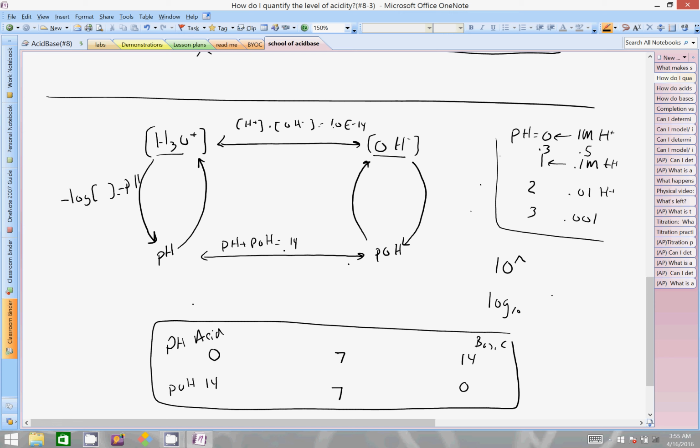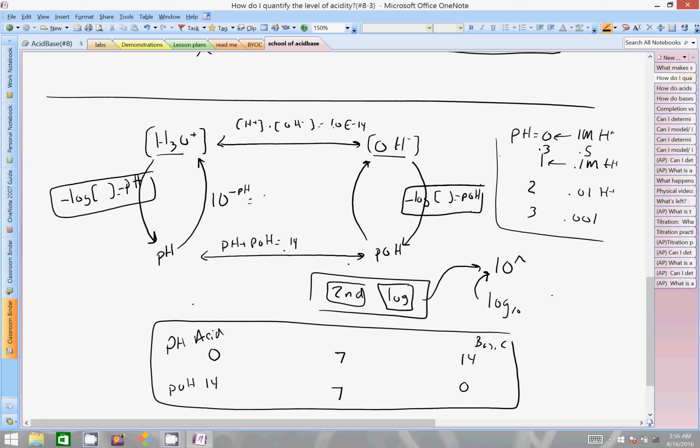Okay, and then to reverse this thing, of course, like I mentioned, it's an exponential system. If you hit your second button on your calculator and hit the log button, your calculator will automatically pop up this. So if I'm going to reverse this system, I type in the second log, which is 10 to the negative pH equals the concentration of H3O plus ions. And then the other one is just 10 to the negative pOH equals the concentration of hydroxide ions.